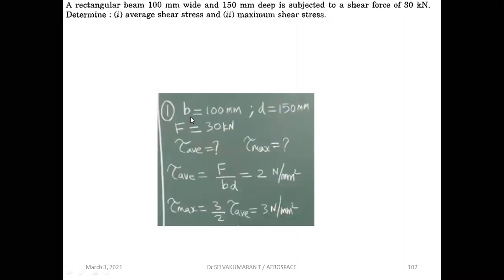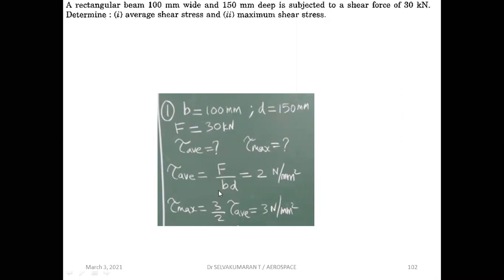So let us do a simple problem on this. I've taken a beam of 100 millimeter wide rectangular section, 150 millimeter deep, which is subjected to a shear force of 30 kilonewton. We have to determine the average shear stress and the maximum shear stress. So write down the given data. B is equal to 100 millimeter, D is equal to 150 millimeter, and the shear force given in the problem is 30 kilonewton. We have to find tau average and tau max.